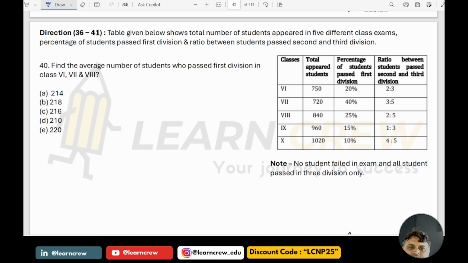Find the average number of students who passed in first division in 6th, 7th and 8th. In 6th it is 20% of 750, 150, 40% of 720, 288, 25% of 840, 210. Average means divide by 3. So it is 648 divided by 3, which is 216. 216 is the answer.